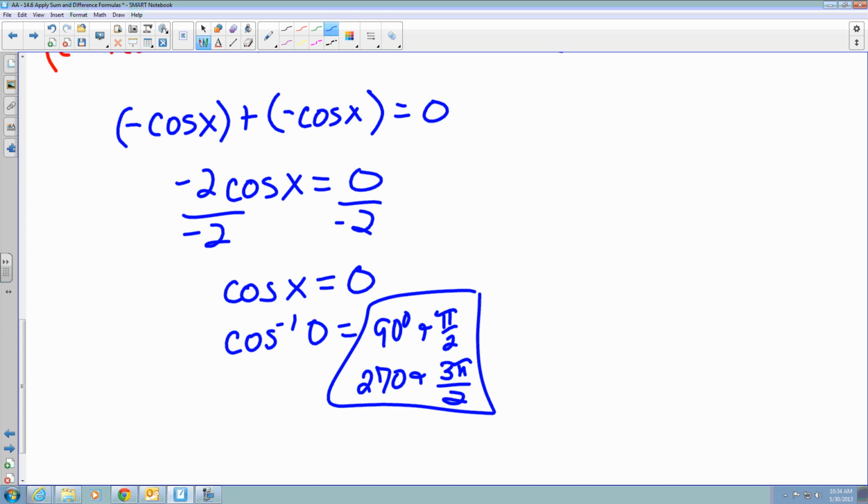Okay? And that is being able to apply the sum and difference pattern.